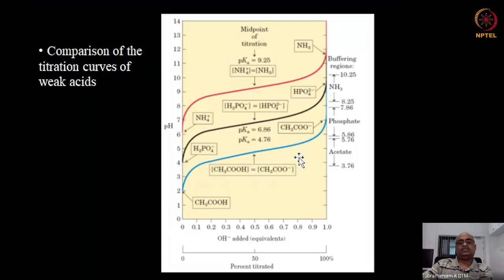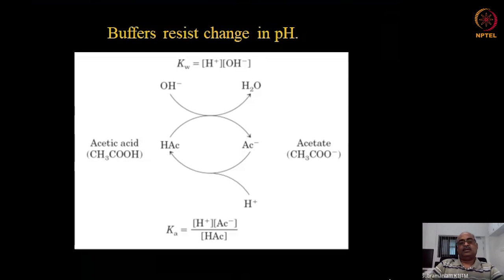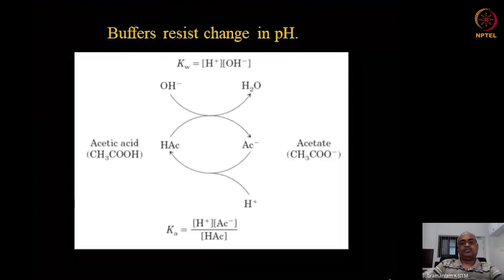And that is essentially the two main points. That is, when the pH reaches a point where the concentration of the acid and base are equal, that is the pKa value. And second, around that range, these systems resist change in pH when acid or base are added. So this is coming specifically to the buffers. So buffers resist change in pH. So how does that happen?